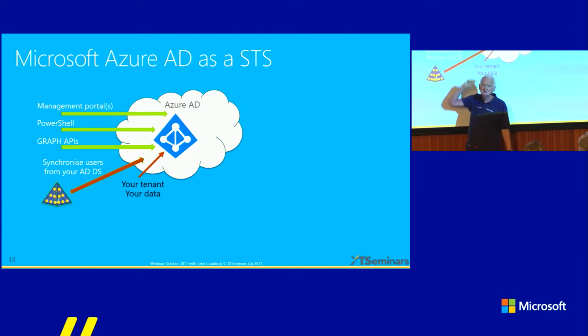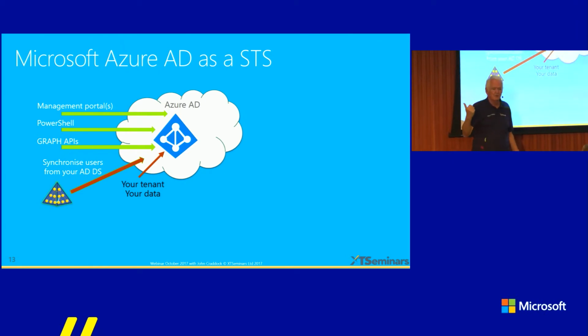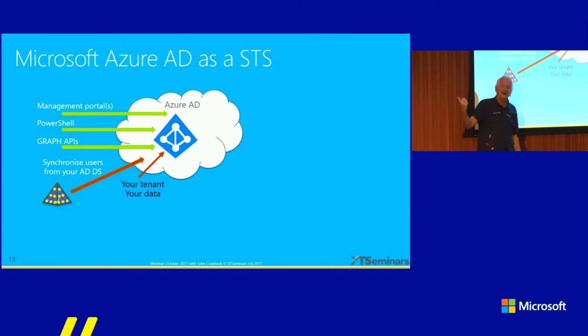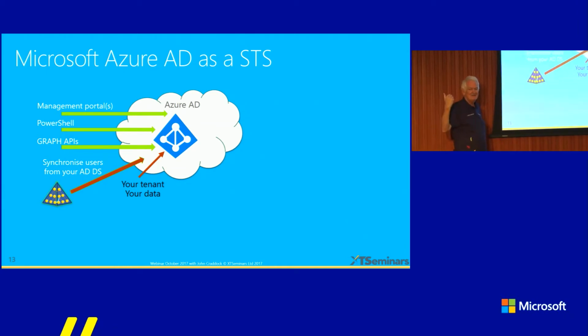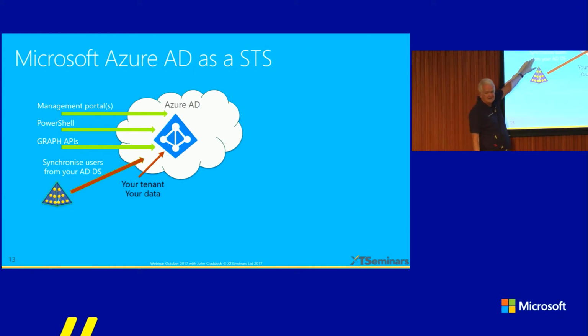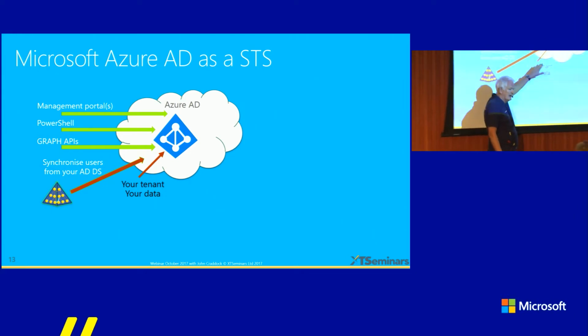How do we get our data in there? Well, there's 2 management portals at the moment. One will be retired, probably by the end of the year, maybe not. Hopefully by the end of the year anyway. You've got PowerShell, you've got graph APIs that you can programmatically access the data content, and then we can take users from on-prem and we can synchronize them up into the cloud.